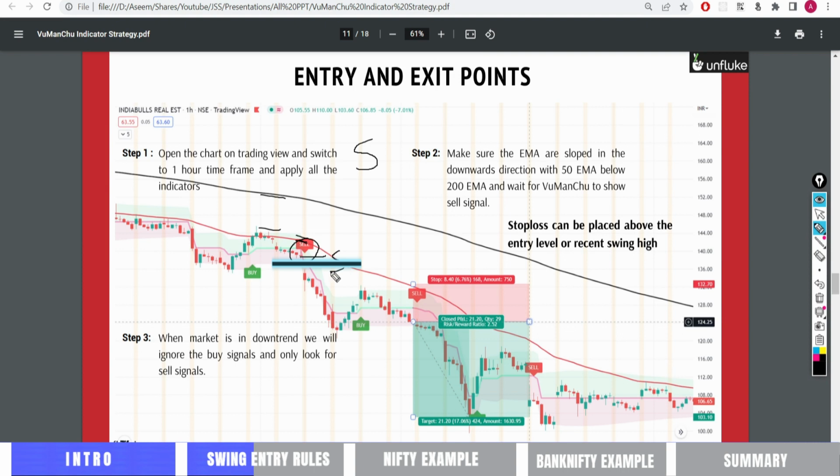This can be my selling entry with the previous swing as the stop loss. And you can clearly see that the market kept on going down and we could have got a very good trade. Again, I'm showing you on an hourly time frame, since this is a swing trading strategy.